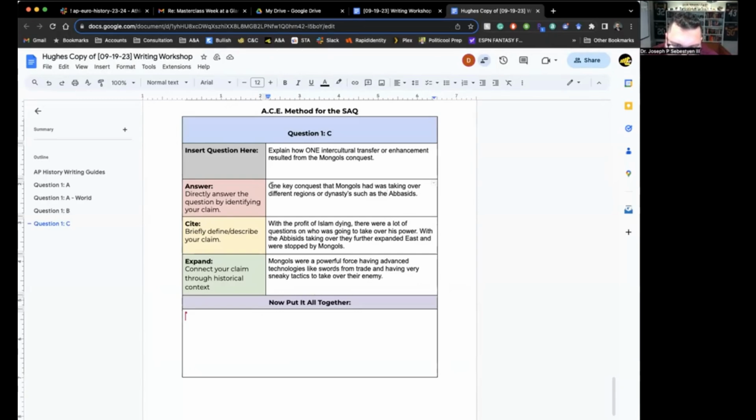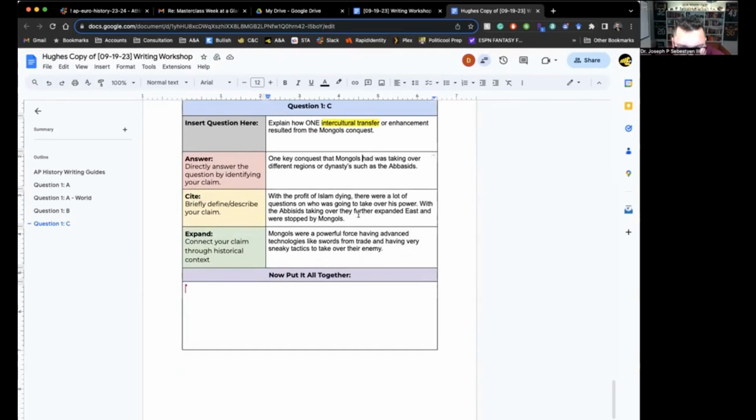But this does not get into... So let's start here, Dylan. What is the intercultural transfer? What are you identifying as the intercultural transfer? It would be the Mongols taking over different regions, and from other regions they would take over their empire or dynasty and change it to their perspective.